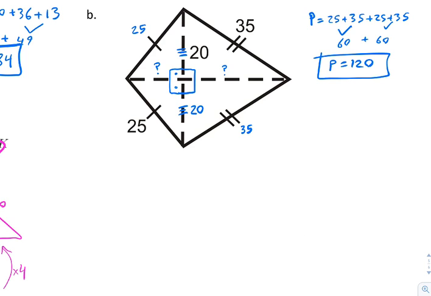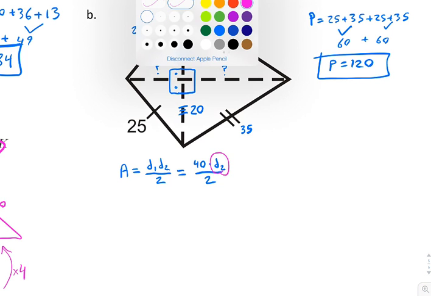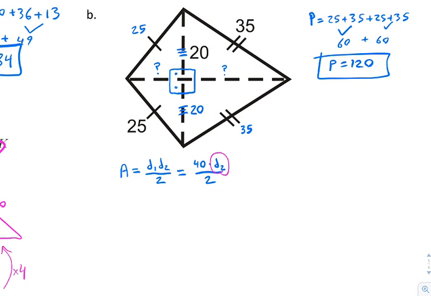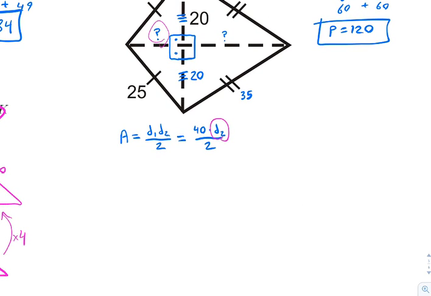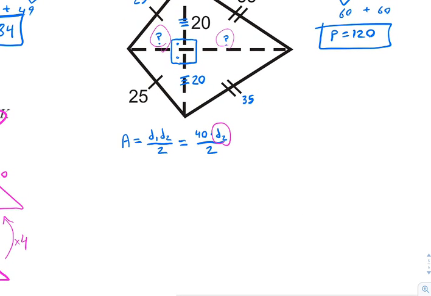Or from our notes, we could remember that the area of a kite and a rhombus is diagonal 1 times diagonal 2 divided by 2. And we already know that one diagonal is 40 long. So if we could just find that second diagonal, we've got it. Really what we're looking for here is, can we find that second diagonal? So let's look for it. We need to find this length and this length. Both of those can be found using Pythagorean theorem.